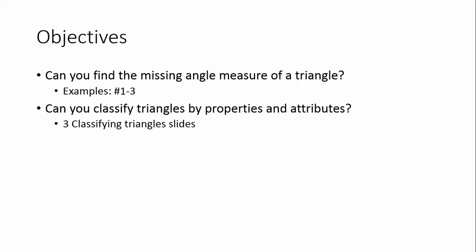So I'm asking, can you find the missing angle measure of a triangle, and can you classify triangles by their properties and attributes? So you want to make sure that you understand, given a triangle, you can tell me what type of triangle it is based on its angle and what type of triangle it is based on its side.